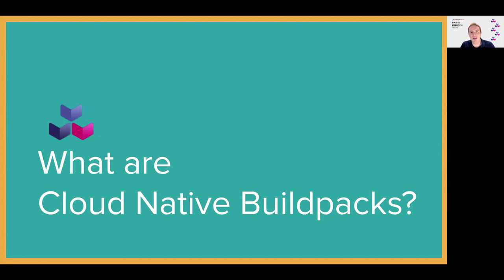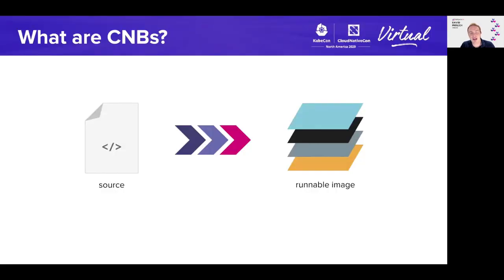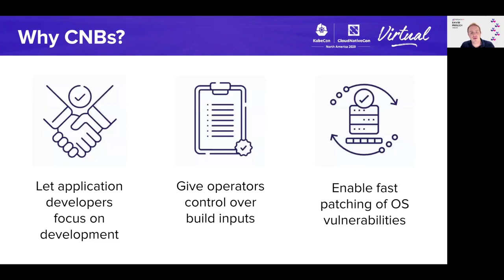What are Cloud Native Buildpacks? Cloud Native Buildpacks, to put it simply, transform your application source code into runnable images without the help of Dockerfiles. Why is that helpful? There are three main benefits we're going to talk about. Firstly, it allows application developers to focus on what they're building and not on how to support it in production. It also has the added benefit of building and packaging the application better and faster than they may have been able to do by themselves.